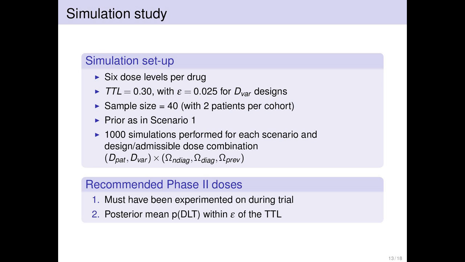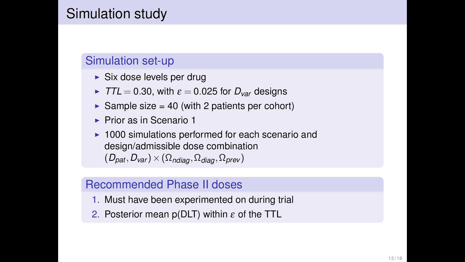So moving on to slide 13. This is the simulation setup. We allowed 6 dose levels per drug. We're targeting a toxicity level of 30%. And for these DVAR designs, we're going to allow a 2.5% tolerance either side of that. That is, we're going to try and select doses that have toxicity between 27.5% and 32.5%. We've allowed a sample size of 40 and 2 patients to be enrolled per cohort. And as I already said prior, we've set the scenario 1 probabilities. And we've then run this simulation 1,000 times and looked at each scenario as an admissible dose combination.